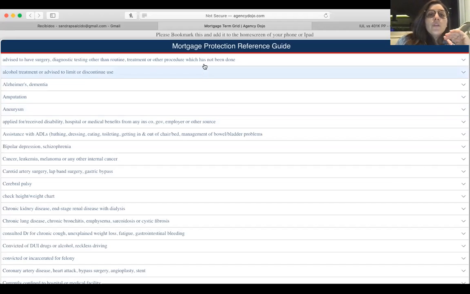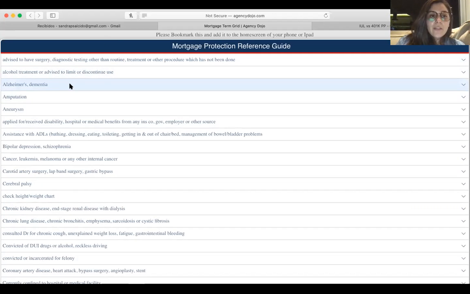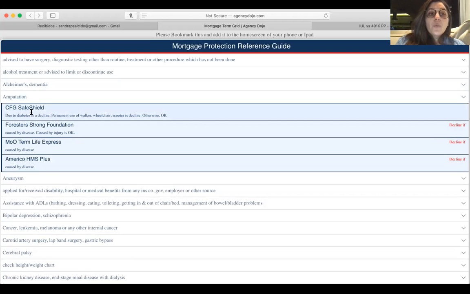So for example, if they are in alcohol treatment or advised to limit or discontinue use, here it says the companies that might approve or decline. In this case, alcohol treatment, DUIs and alcohol issues are very big on declining in life insurance. So all these types of products are going to get declined, it says in here. So if the client has one of these, it's going to get declined. Alzheimer's, dementia, it's going to get declined. An amputation, it's going to get declined, not with CFG, which is an option that we have. We don't get appointed with this company unless we have a policy to write with.